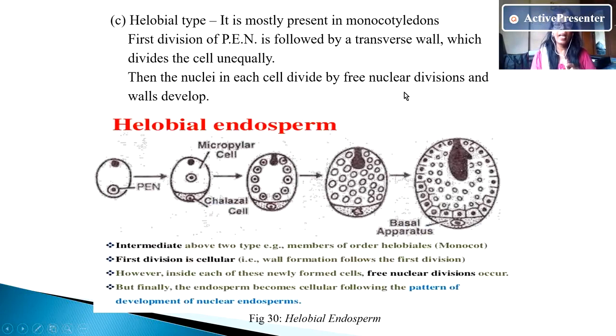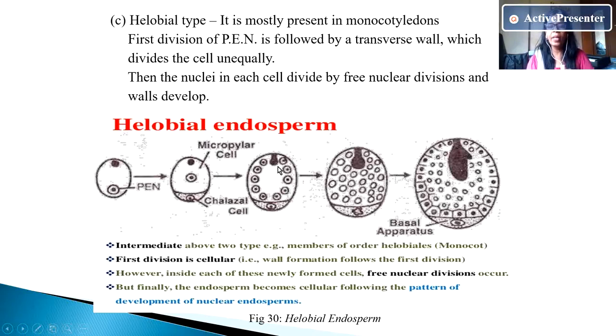Third one is the helobial type. What is in the helobial type? Here both are mixed, nuclear as well as cellular. It is mostly present in monocotyledons. The first division of the primary endosperm nucleus is followed by a transverse wall, that is cell wall formation takes place, which divides the cell unequally. Then the nuclei in each cell divide by free nuclear division and walls develop. So here the primary endosperm nucleus divides into one large cell and one small cell, the chalazal cell and the micropylar cell, and wall formation takes place between these two.